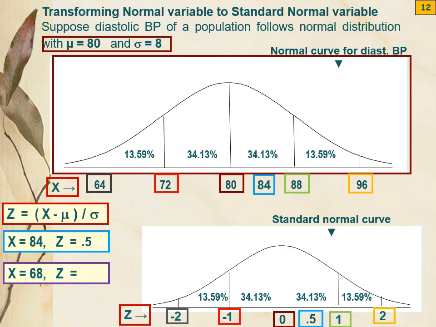If X equal to 68, 68 is less than mean, so Z will be negative. 68 is somewhere between 64 and 72. When you calculate it, you will get minus 1.5. So for any X, you can obtain the value of Z, and this is what we are going to do in our following slides. We shall be transforming X to Z, and then we shall be answering the question or whatever is required.